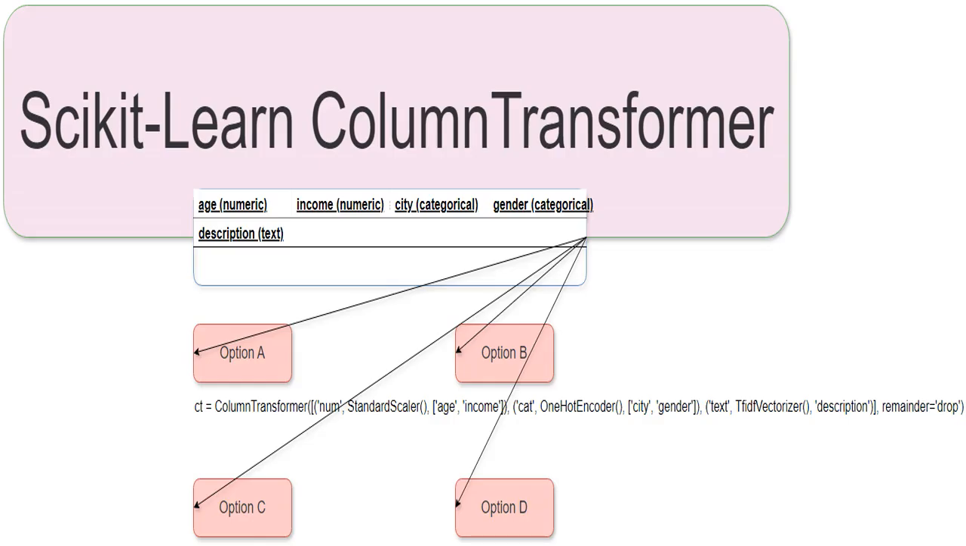I use scikit-learn's ColumnTransformer to pre-process data with different feature types. It's like a toolbox that lets me apply different tools, transformers, to different parts of my data. For example, I might want to scale numerical data and encode categorical data separately. ColumnTransformer helps me organize this process.